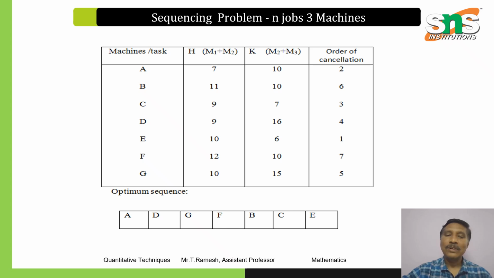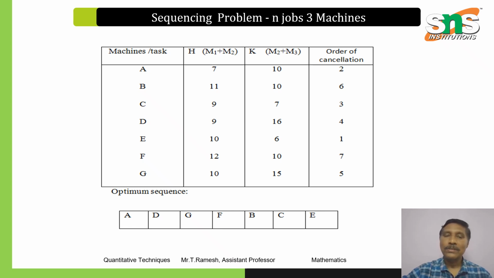Then cancel that. What is the next job? The minimum time duration is 15, but it is not 15, it is some 10, G here. It's 10, therefore we assign this job. So likewise, we consider all the sequences. Finally, we get the optimum sequence A, D, G, F, B, C, E.